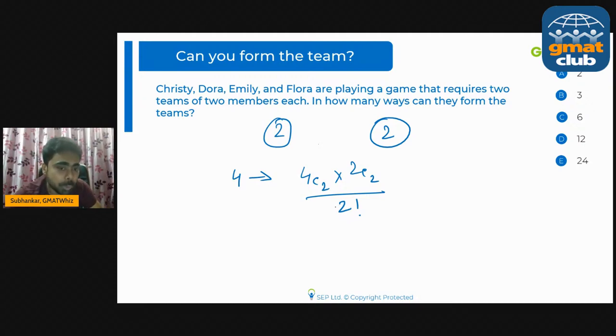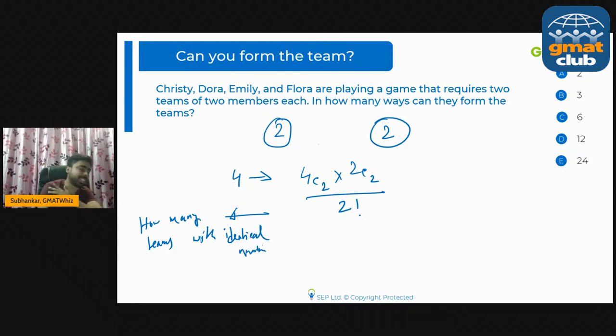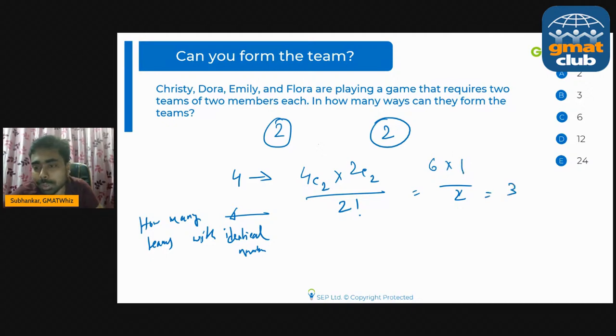Understand, this 2 is coming from how many teams with identical number. There are 2 teams, so I'll divide it by 2 factorial. And if you do that, you will see that you are getting your answer. This will be 6 into 1 divided by 2, which will be 3. And that is your correct answer B.